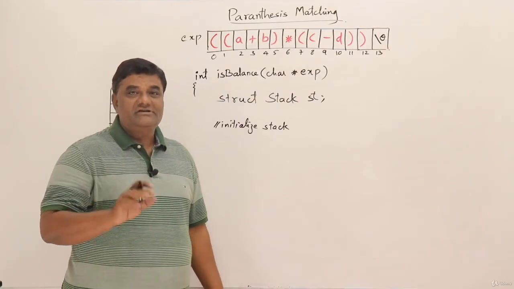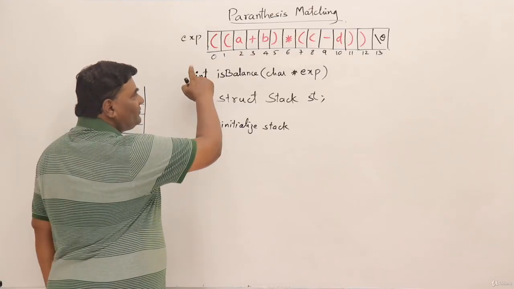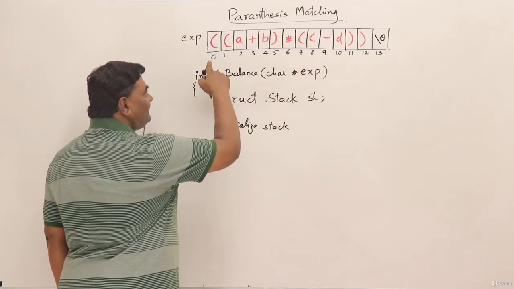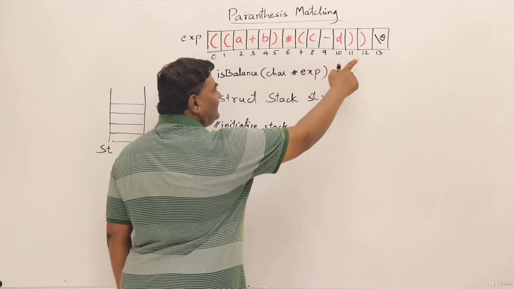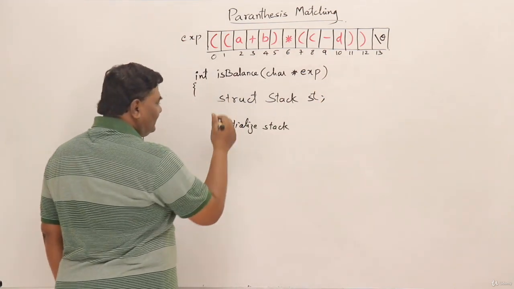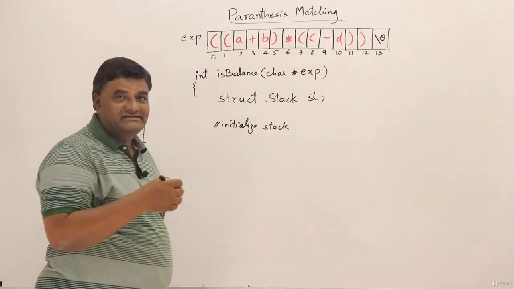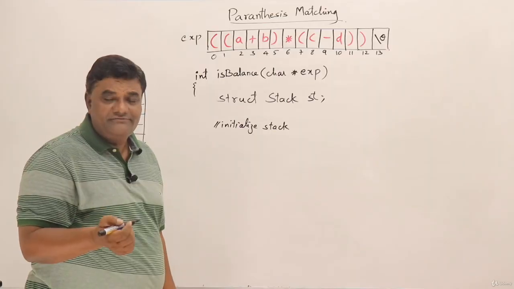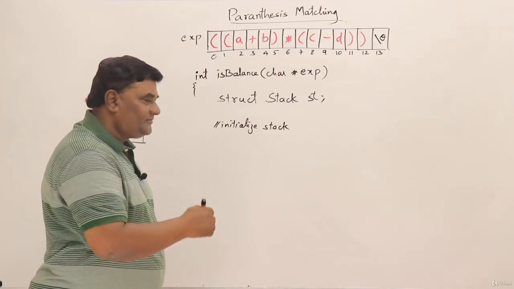Let us write the procedure. In the procedure, we have to scan through this expression, going over each symbol at a time, starting from 0 until we reach null. For that, we can use a for loop. Accessing a string, we usually do using a for loop. So I will write the for loop.